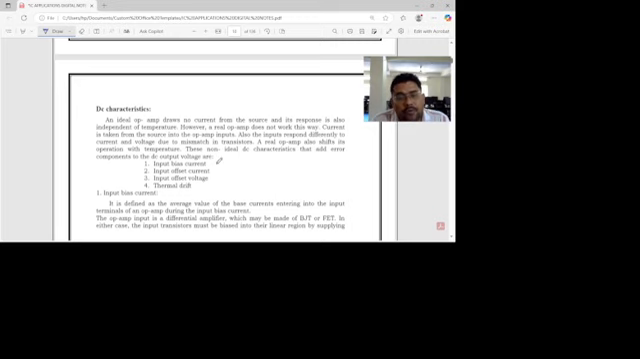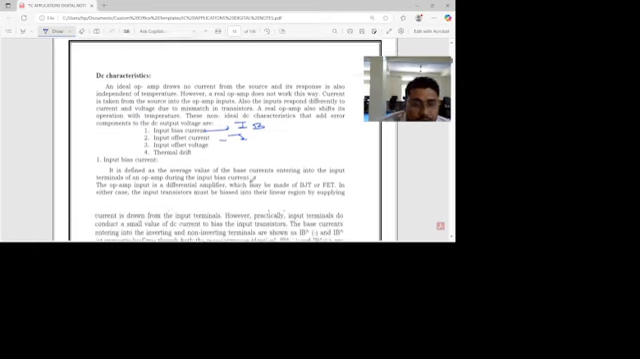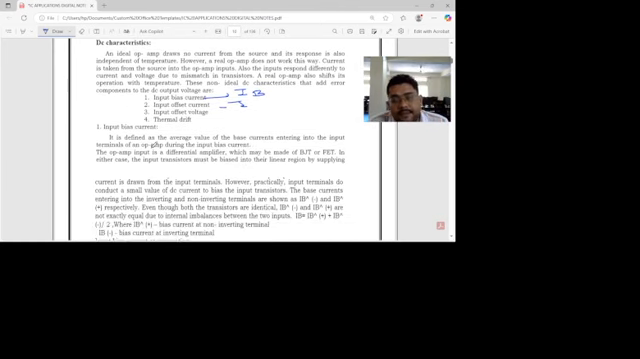So the error sources include, first, the input bias current IB. This is the input bias current. Then the input offset current. Then the input offset voltage and thermal drift. So what is the input bias current? We will see about the input bias current.